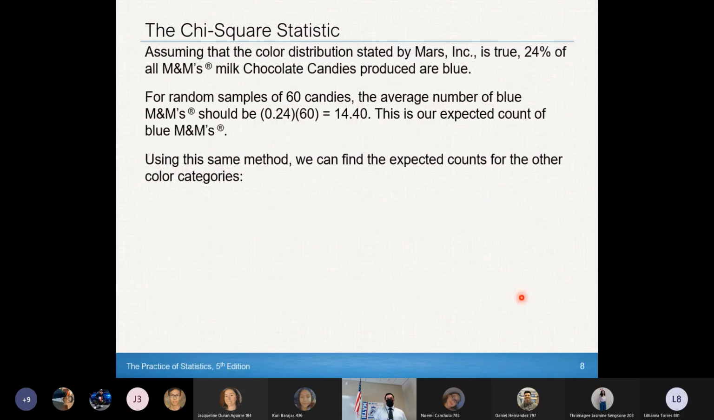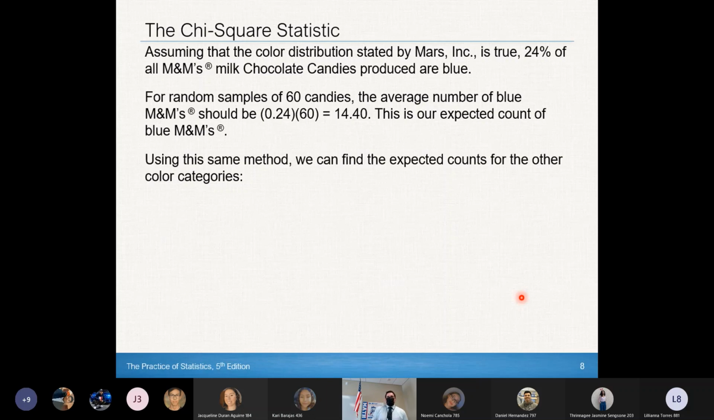Assuming that the color distribution stated by Mars Inc. is true, 24% of all M&M's milk chocolate candies produced are blue. For random samples of 60 candies, the average number of blue M&Ms should be 0.24 times 60, which equals 14.4. And this is kind of similar to what we did when we were dealing with random variables and finding our probability distributions. We just took each possible value that our random variable could take times the probability of that thing happening. In this case, it's the probability of each color times the sample size. So it's the same kind of idea.